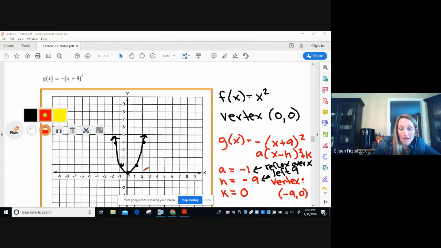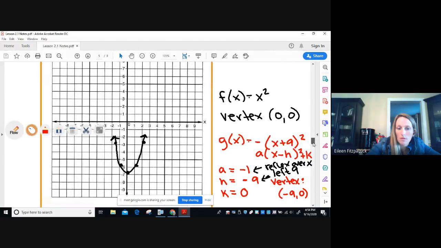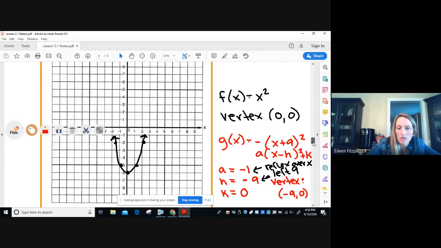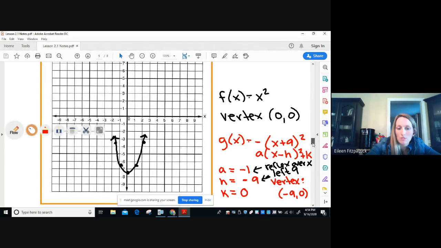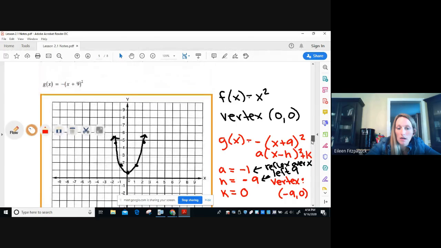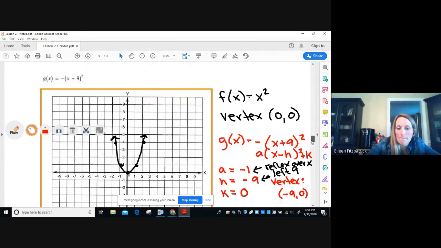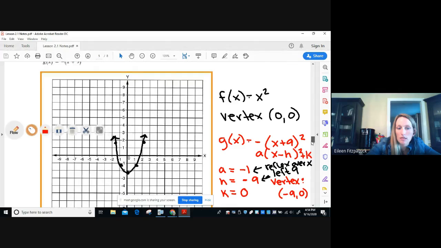So to plot this one, I'm actually going to plot the vertex at negative 9, 0. Oh, I need to scroll down. Sorry, guys. Scroll down. Oh, no, that moves with us. I pretend that that didn't move. I didn't realize that was going to move as well. Yeah, let's just pretend that's not there.